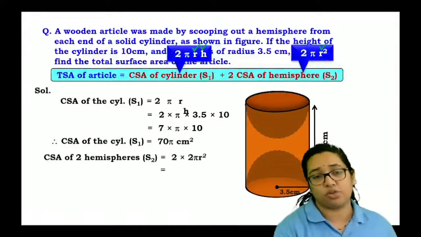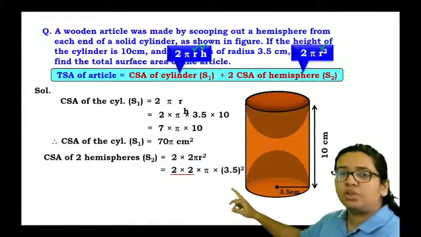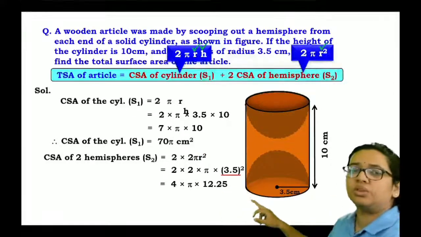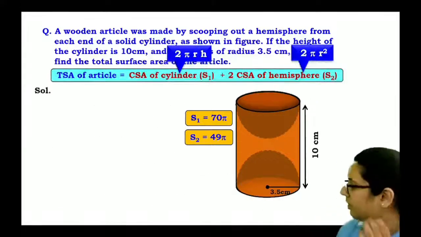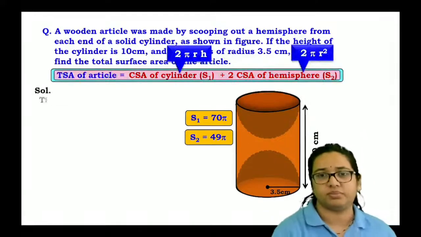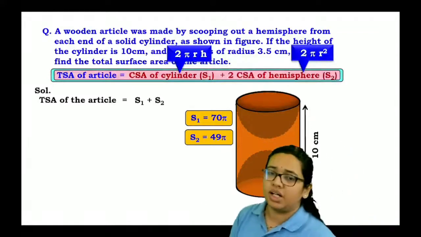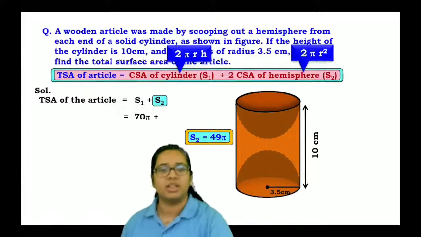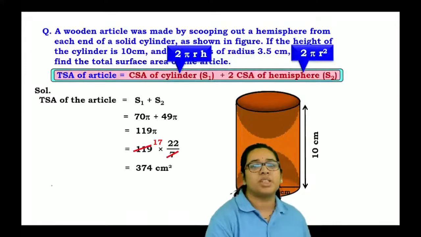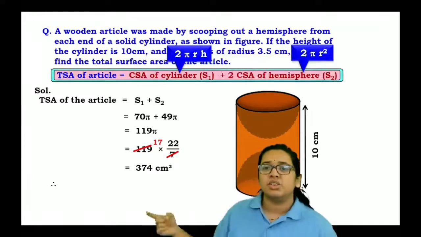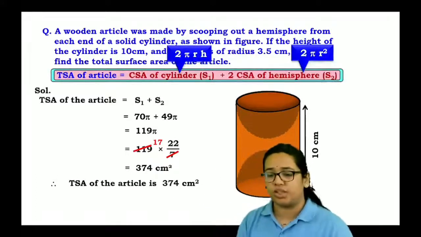And curved surface area for hemisphere, 2 times actually, it is nothing but 4 times pi r square, that is 4 into pi into 12.25. So curved surface area of two hemispheres will be 49 pi. So just add these two values so that you will get the required answer, that is 70 plus 49 pi. So the answer will be 119 pi, but again you can simplify this one. The answer will be 374 square centimeter.